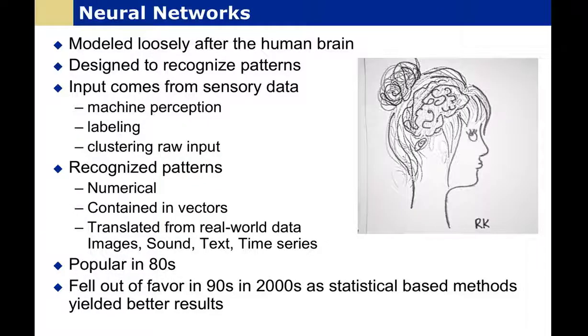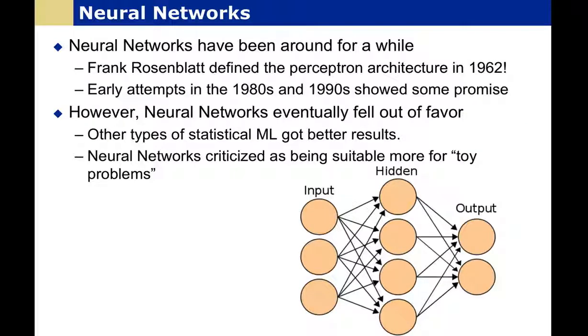Now, deep learning simply means running neural networks with more than one hidden layer. These are modeled loosely after the human brain and are excellent at recognizing patterns in sensory data. So these were popular in the 1980s, and fell out of favor in the 90s and 2000s as statistical methods yielded better results. Now, neural networks are a very powerful tool, but only recently have modern computers been up to the challenge.